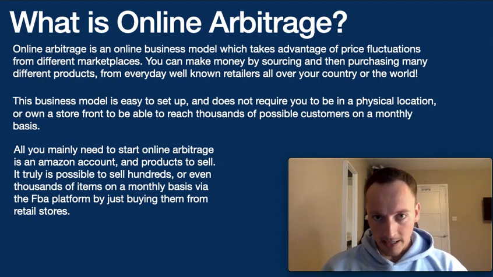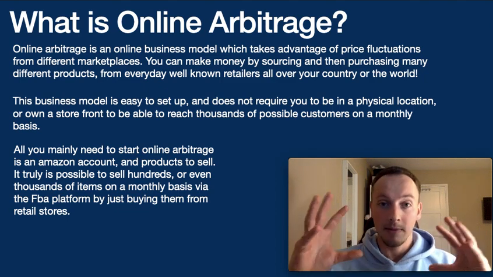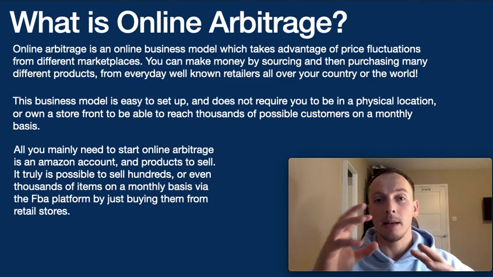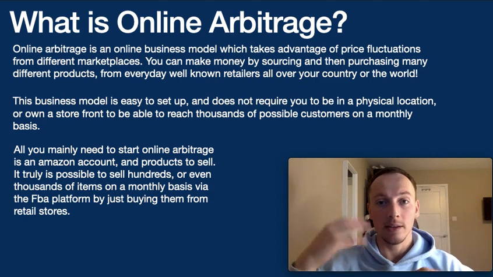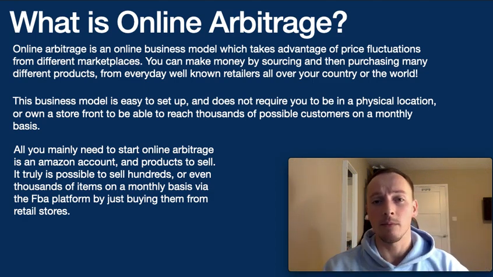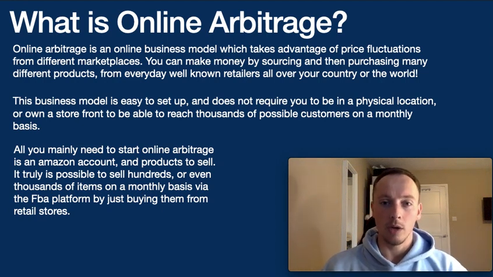You can do this from anywhere in the world and reach thousands of customers. Every single marketplace has fluctuations. Every single product that you see online can be found at a cheaper place elsewhere. If it's a big brand, it can always be found at different prices in different retailers and marketplaces, eBay, Amazon, retail stores, all these different stores all over the country and the world. That's what online arbitrage takes advantage of.